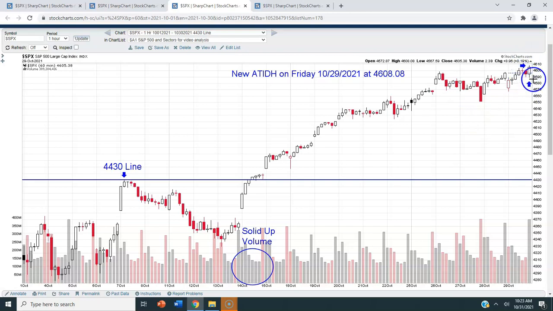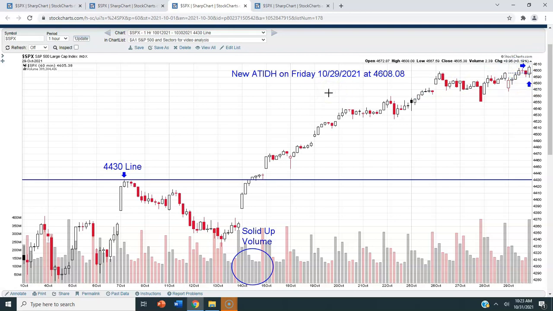And then here on Friday, the 29th of October, that very last hour of trading, and I'm going to show you an even shorter term chart here in just a second, so stay with this, but look at that, right? It was the last hour of trading on Friday the 29th where we hit our new all-time intraday high for the S&P 500 at 4608.08. So 4608.08 is now the all-time intraday high for the S&P 500. And again, that happened during the last hour of trading on the 29th.